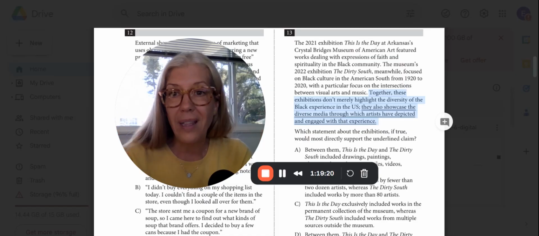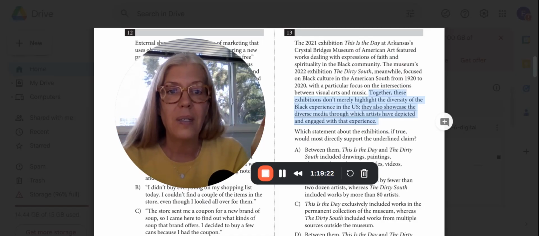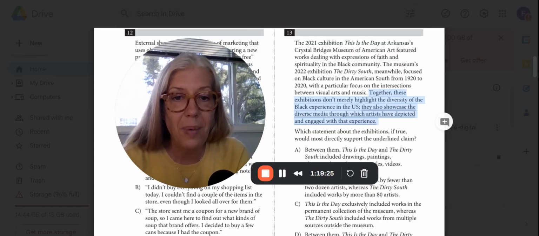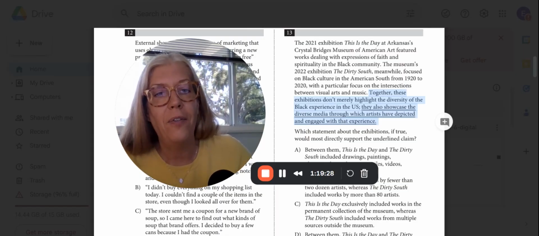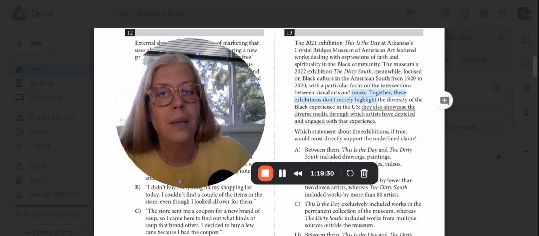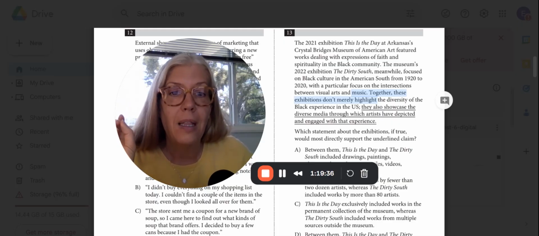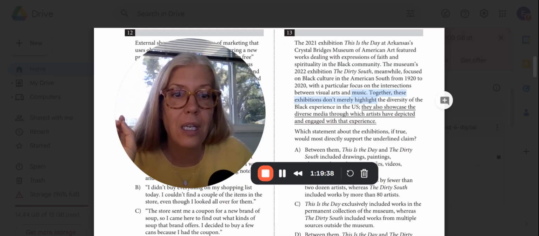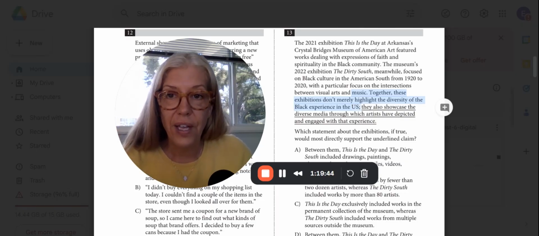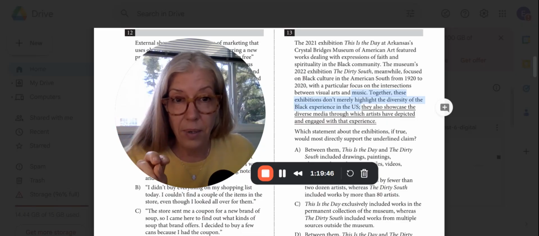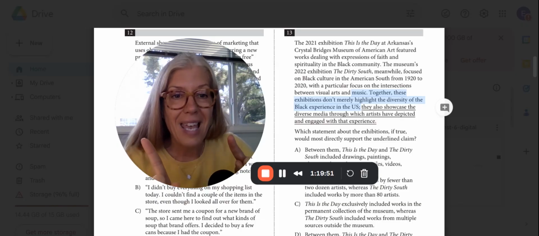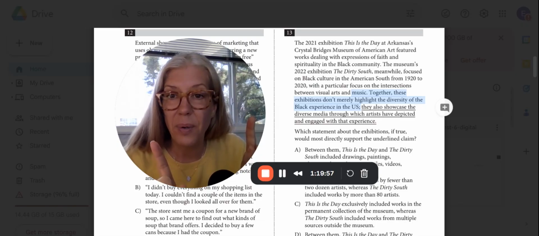But you have to remember, they can stand on their own. They're independent clauses. They also showcase the diverse media. In the first half of this, together, these exhibitions, so they're talking about one subject, the exhibitions, and they're saying these exhibitions didn't merely highlight the diversity of the Black experience in the US. That was the first thing. The exhibition did two things: highlighted the diversity of the Black experience and showcased the diverse media through which artists have depicted and engaged with that experience.